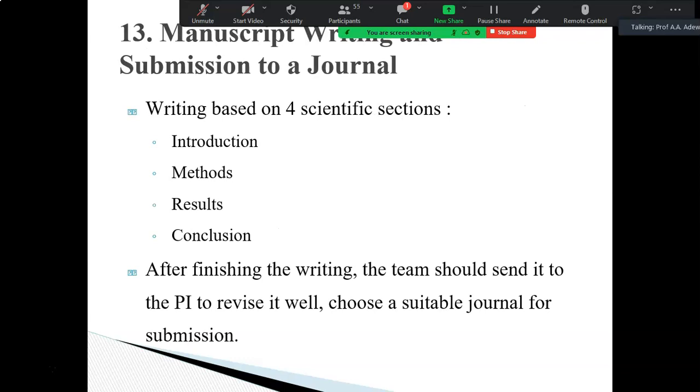Then the last stage is manuscript writing and submission to a journal. This is based on 4 scientific sections: introduction, methods, results, and conclusion. After finishing the writing, the team should send it to the principal investigator to revise it well, and choose a suitable journal for publication.